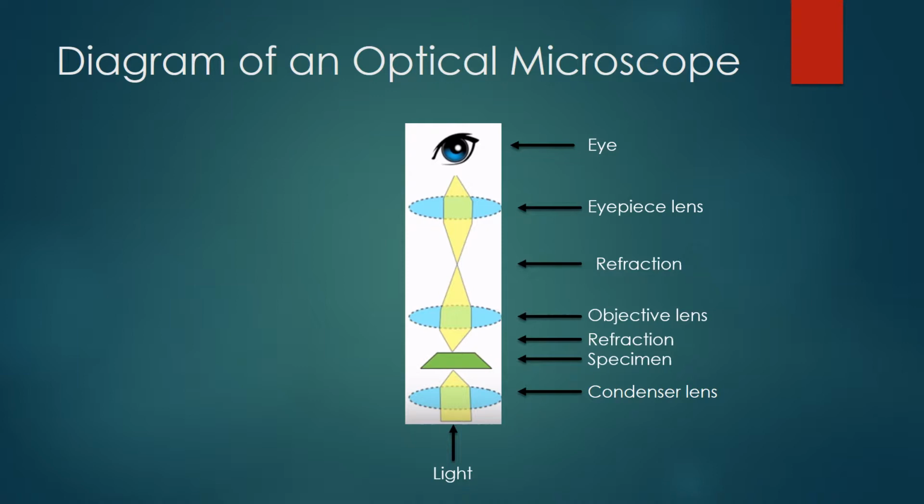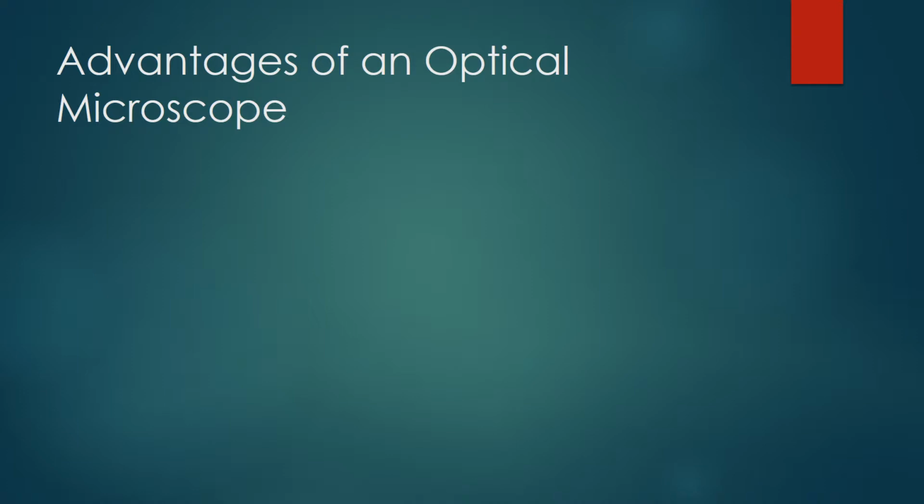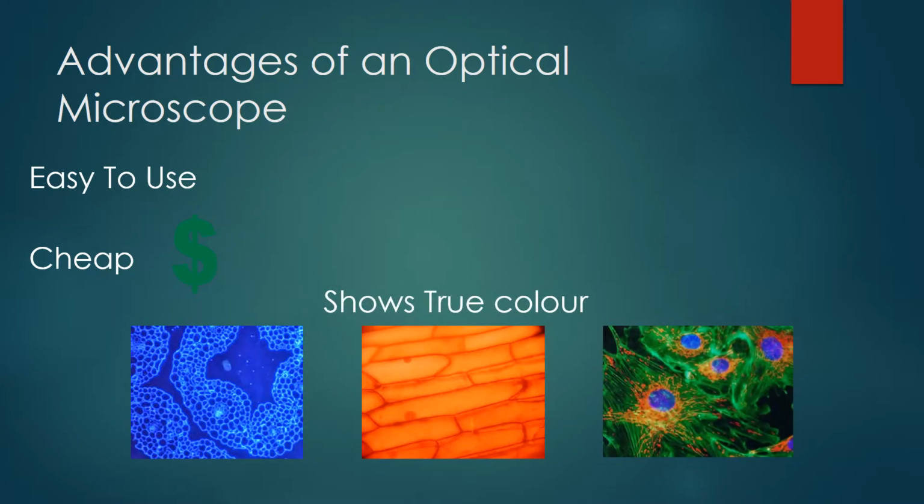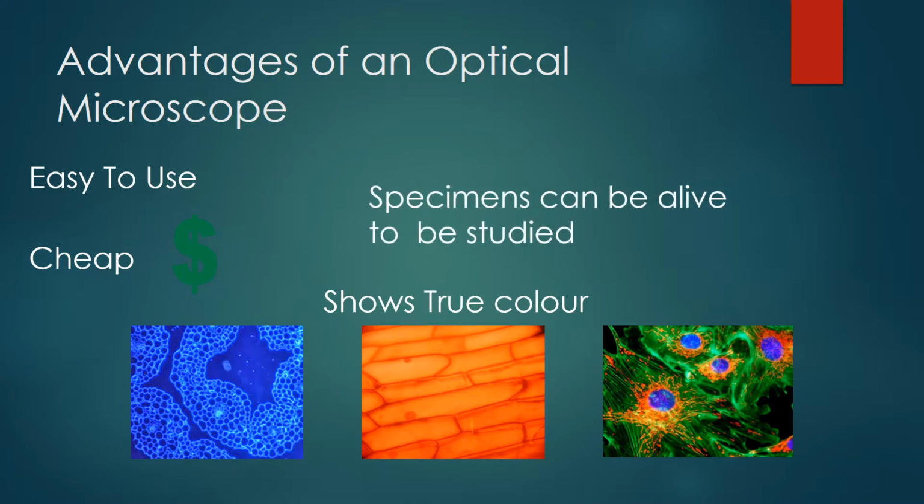To figure out the magnification of the microscope, you would look at the magnification of the eyepiece lens, then multiply that by the magnification of the objective lens. Some advantages of the optical microscope are that they are easy to use and relatively cheap. Most school microscopes are around the $200 mark. They show true color, but may require staining. Another big advantage is that the specimen that is looked at can be alive. It doesn't have to be killed to be studied.